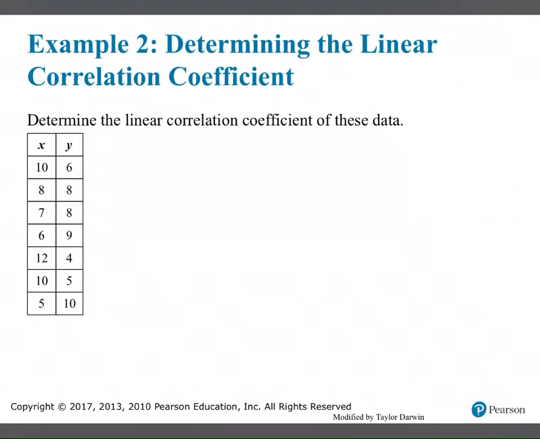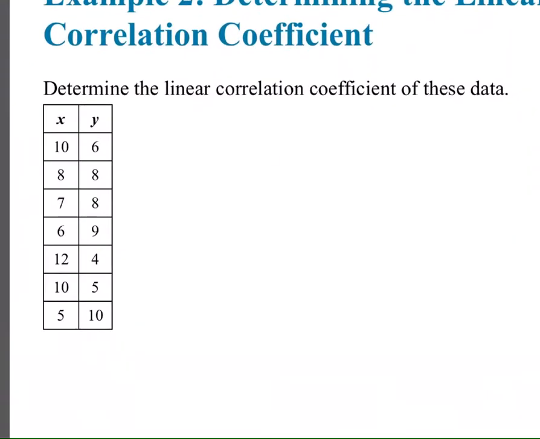So let's find the linear correlation coefficient. You will be given 2 variables, an X and a Y, sometimes with context. This time we're not given context. We don't know what the X and the Y are, but that's okay. And when you see correlation coefficient, you need to know that we're finding R. So that's that long formula, right? That's okay. So here we go.